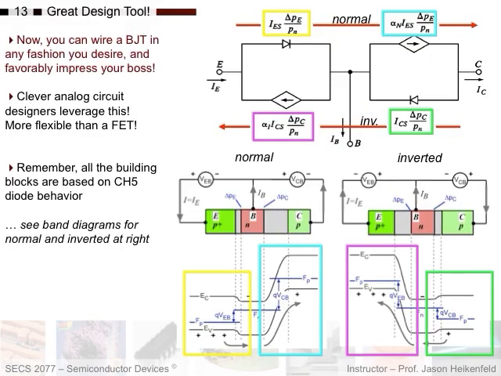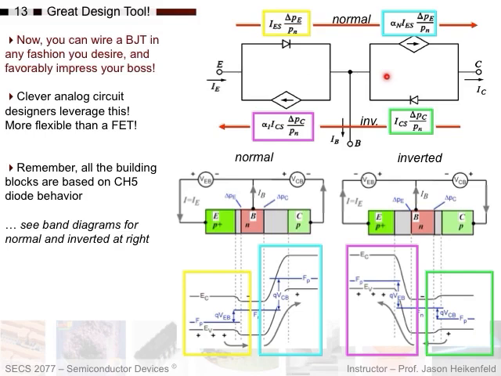All right. So now you can wire this thing in any way you want. Here's normal mode, here's inverted mode. And clever analog circuit designers leverage this. This is much more flexible than a FET or something else. I could put this in a circuit, I can run it forwards, backwards, etc. And this model will let me predict what the current flows will be without having to go and derive all those hyperbolic trig functions again and all that other stuff.